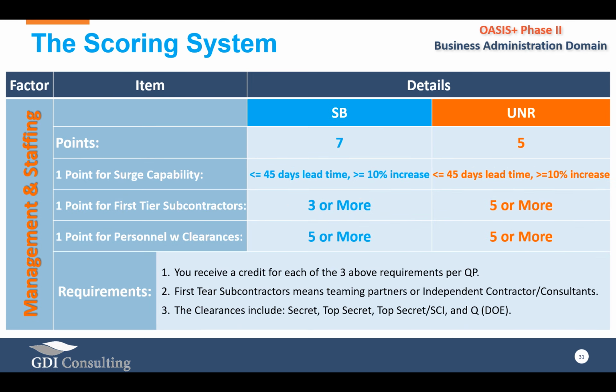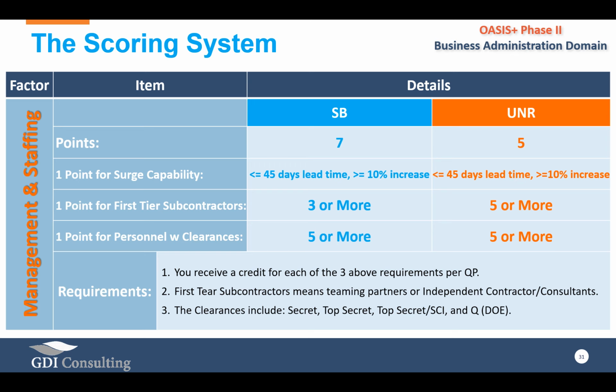Okay, moving on to the fourth subfactor, which is management and staffing. Now there are 3 different factors here that you can get points for. One is surge, one is number of subcontractors, and one is number of personnel with clearance. For each, you get a point.